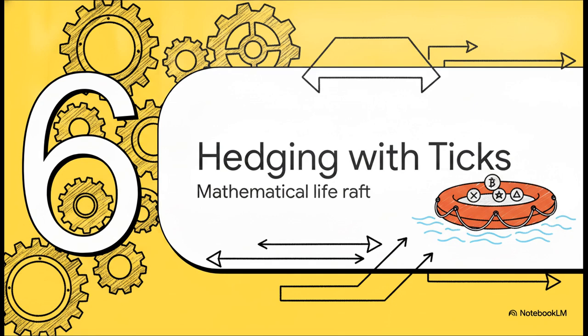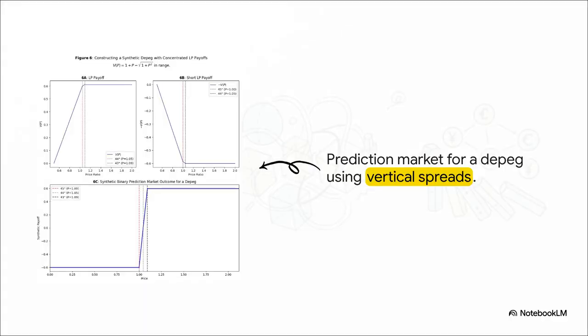Which takes us to our final part, Section 6, Hedging with Polar Ticks, the mathematical life raft. Thankfully, there is some good news. The researchers studying this fragility have actually mapped out a survival strategy. If you're going to risk providing capital in these fragile multi-coin pools, there's a brilliant way to use the protocol's own mathematical building blocks against itself to create a life raft. You can literally build depeg insurance entirely on-chain.